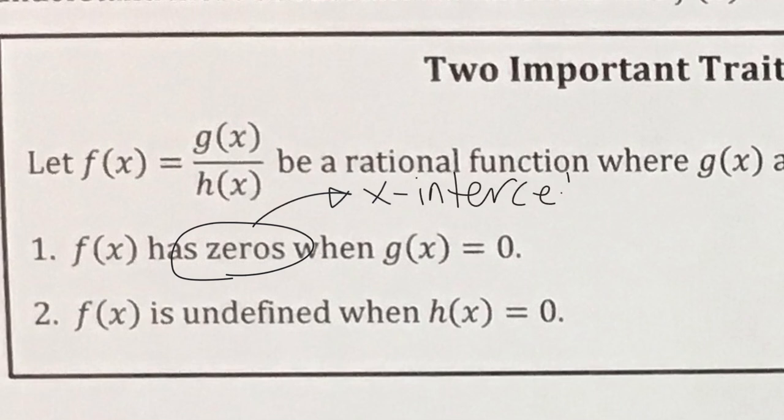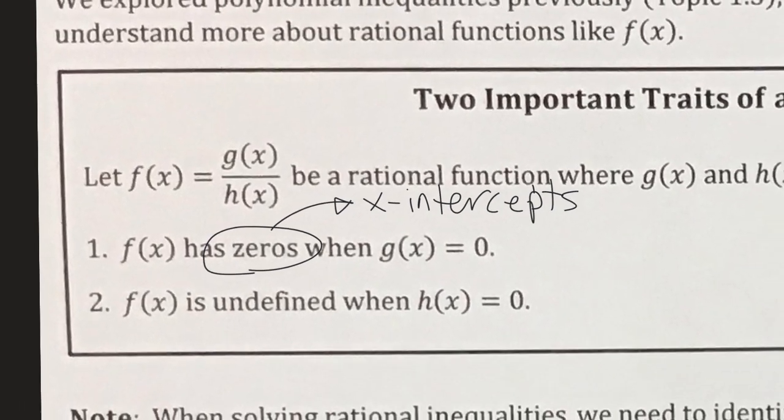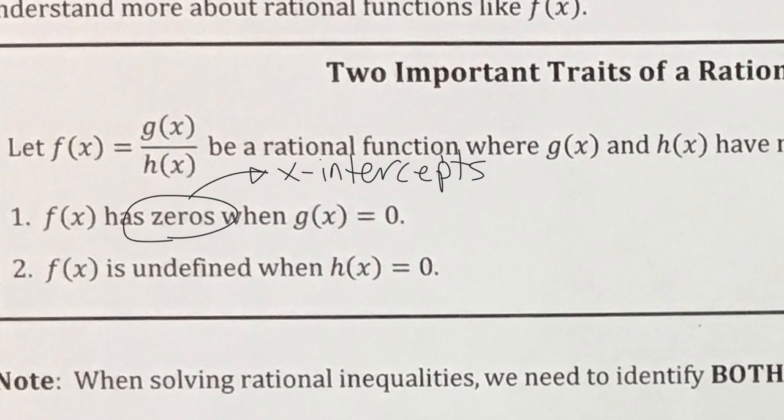X-intercepts. That's where your graph crosses the x-axis. Okay, that always comes from your numerator. Whatever equation is in your numerator is where you get your x-intercepts from. You set your numerator equal to 0 and you solve. And then, of course, if your denominator is 0, that's where we have your vertical asymptotes. Anything left in your denominator is a vertical asymptote.